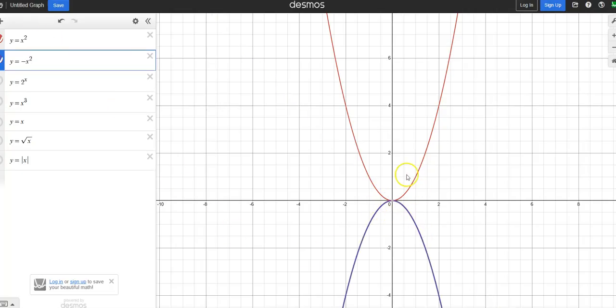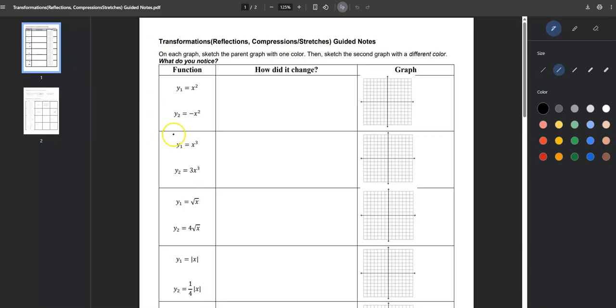If you notice, all that happens is it reflects it. We call this a reflection over the x-axis, so it just flips it upside down, essentially. Okay, so how did it change? It reflected over the x-axis. There would be my graph, as you guys saw, as it goes upside down. So that's what that negative out front does: it reflects it over the x-axis.